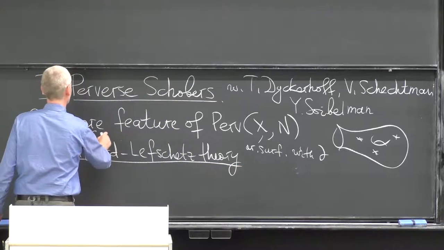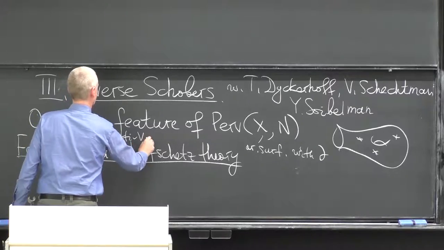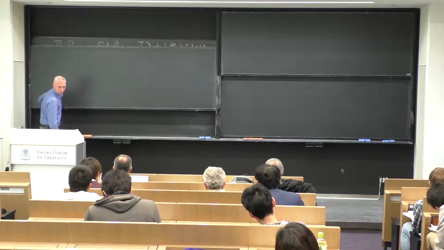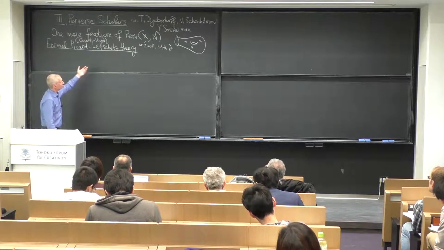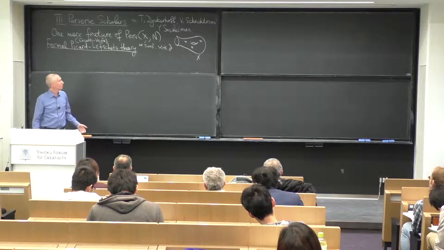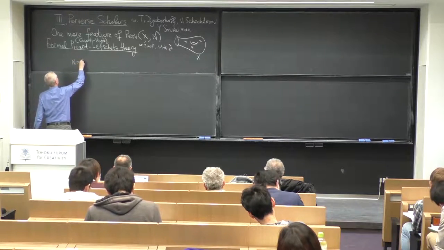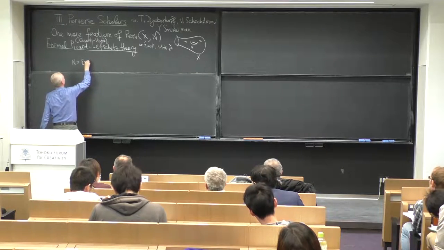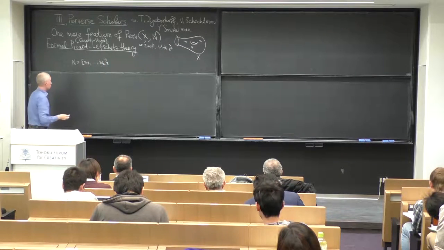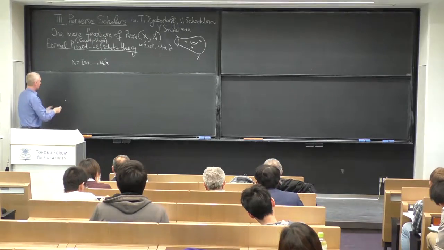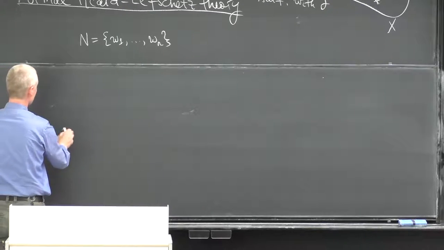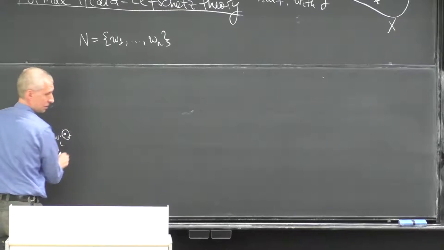Now suppose we have a perverse sheaf on a surface like this. So it's a completely elementary setting. We write our finite set of points as W1, ..., WM. At every point WI, the perverse sheaf has a local system of vanishing cycles on the unit circle around WI.